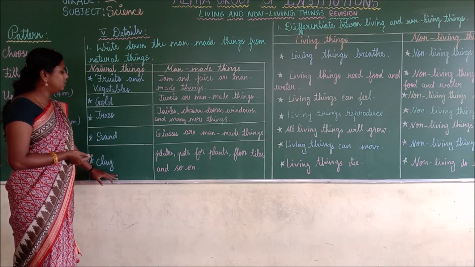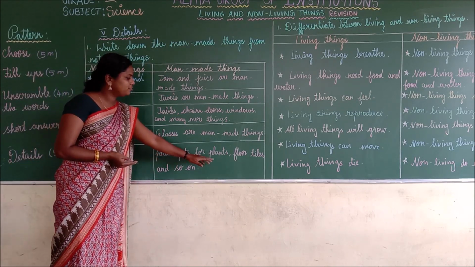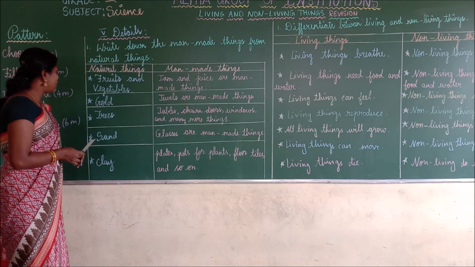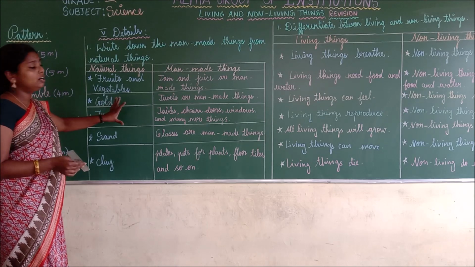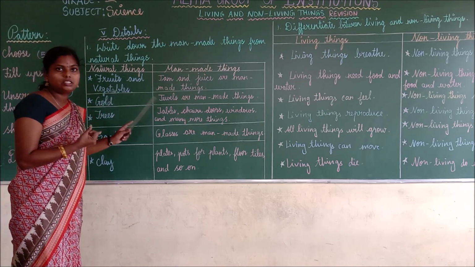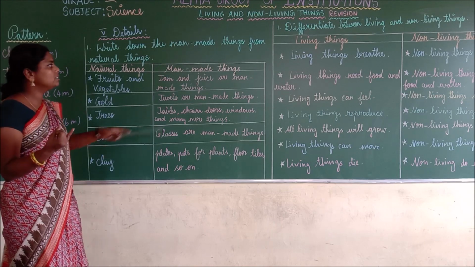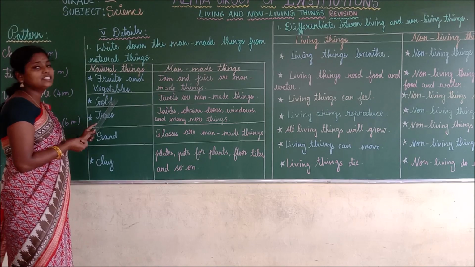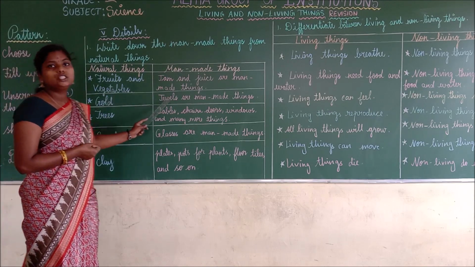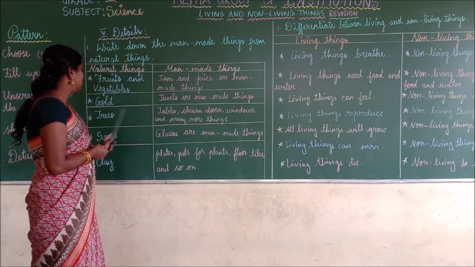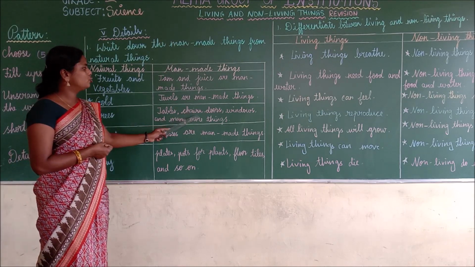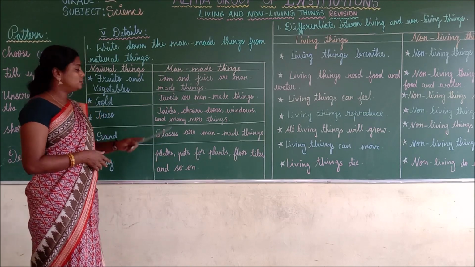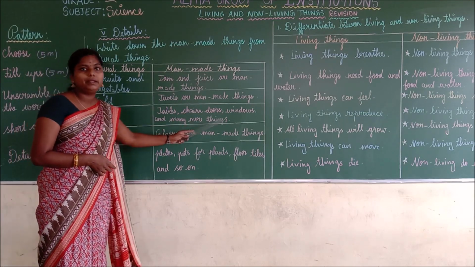The last one is clay. Plates, pots for plants, floor tiles and so on. So these are the things. There are 5 things we have given here. First one is fruits and vegetables. From fruits and vegetables, man made juice and jam. The next one is gold. From gold, jewels are man-made things. Trees, tables, chairs, doors, windows and so many things are man-made. So tree is a natural thing and these are all man-made things.